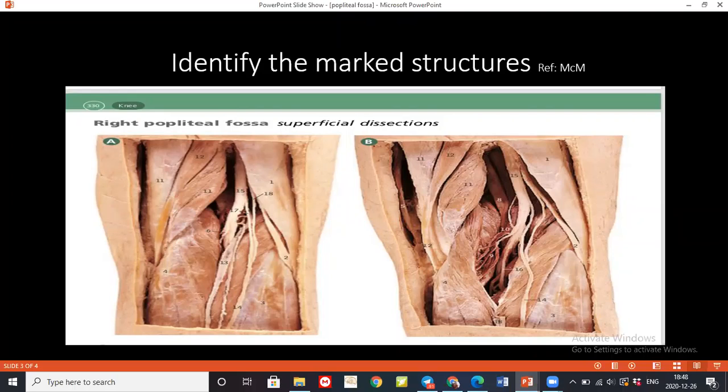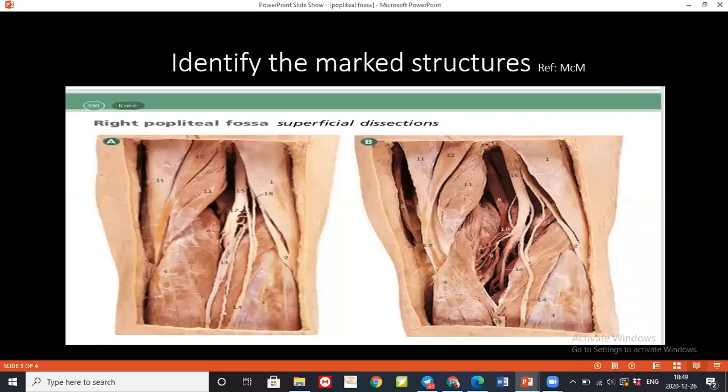Can you tell me what are the contents of the popliteal fossa? From superficial to deep, we have the common peroneal nerve, which divides into superficial and deep at the head of the fibula. Then you have the tibial nerve. Superficial, you have the short saphenous vein and sural nerve. Coming down, you have the common peroneal nerve, then the tibial nerve, then the popliteal vein and artery.